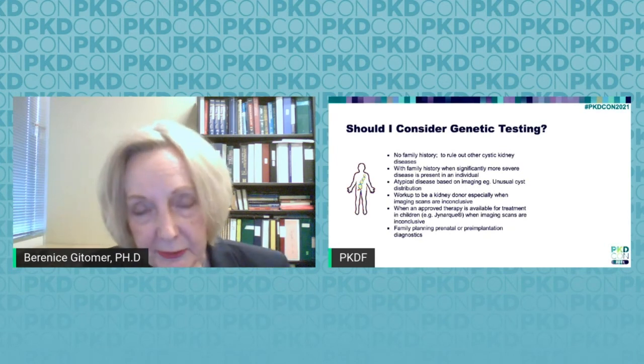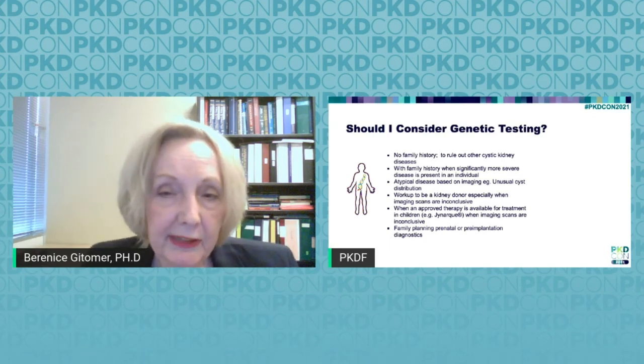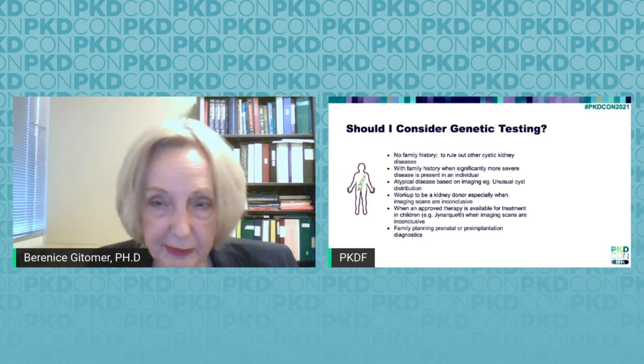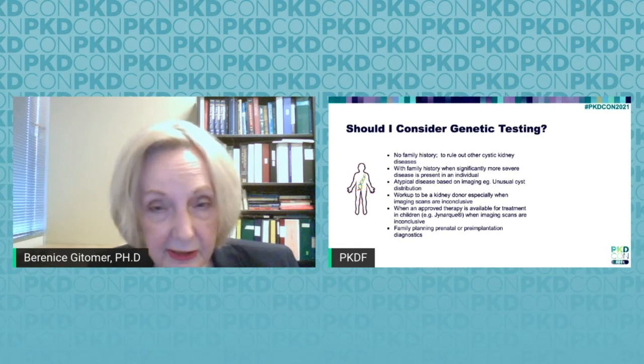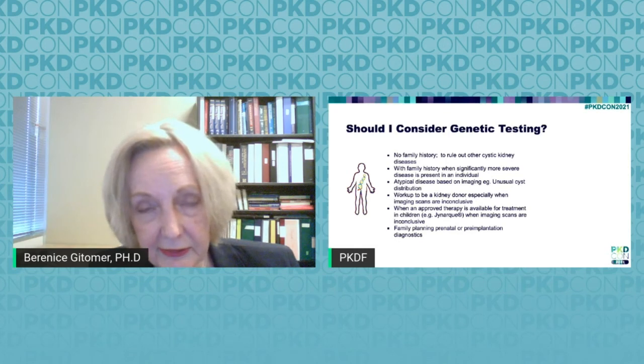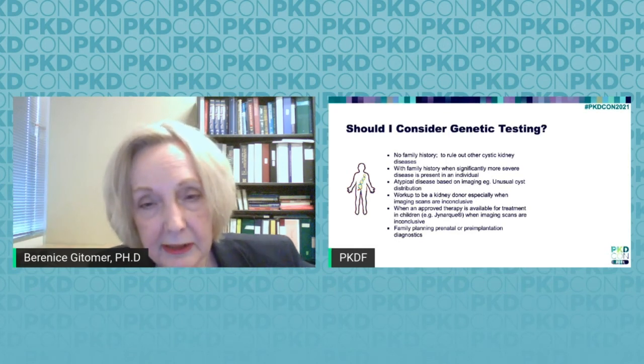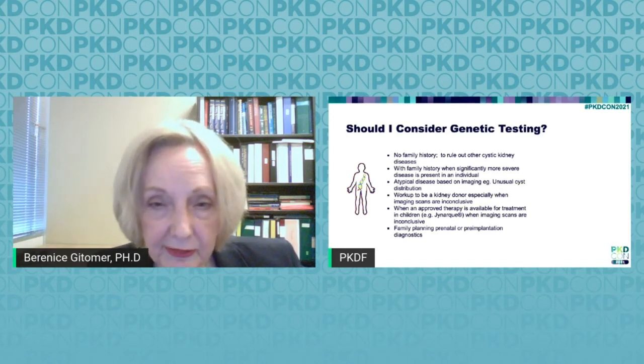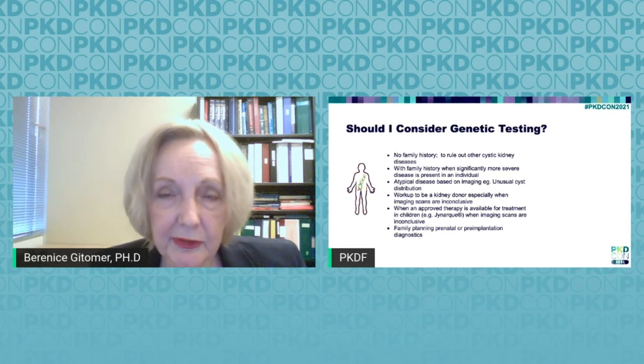Next slide, please. Here are some reasons why it is possible to consider genetic testing. I'm going to go through these fairly quickly. If there is an inconclusive diagnosis, it could be based on atypical cyst formation. Very severe early onset disease is also a reason to consider genetic diagnosis. Obviously, workup to be a kidney donor is another reason.